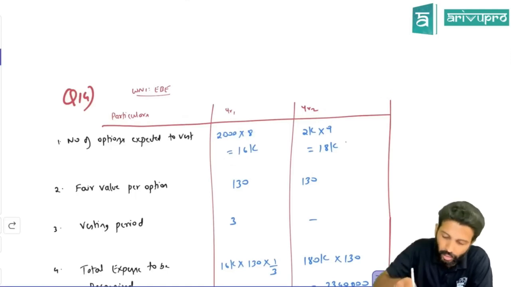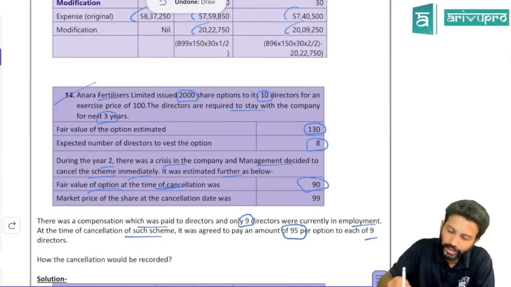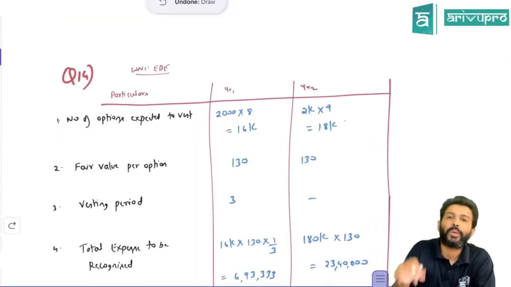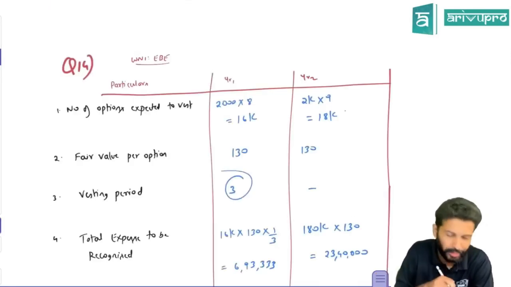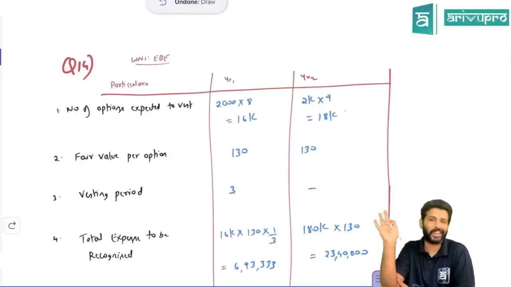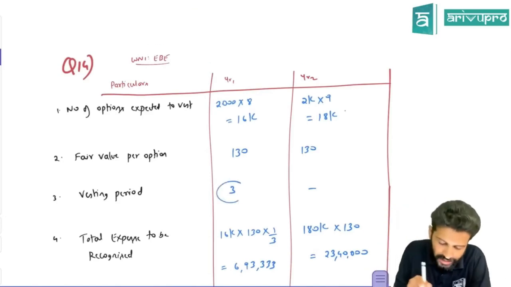Okay, that's fine. Fair value of the option. Fair value per option on the grant date was 130, which we have taken. The vesting period is how many years? Initially, they told us the vesting period is 3 years. So in the first year, no drama. The cancellation drama and all came in the second year. In the first year we are unaware of it. So the vesting period is 3.